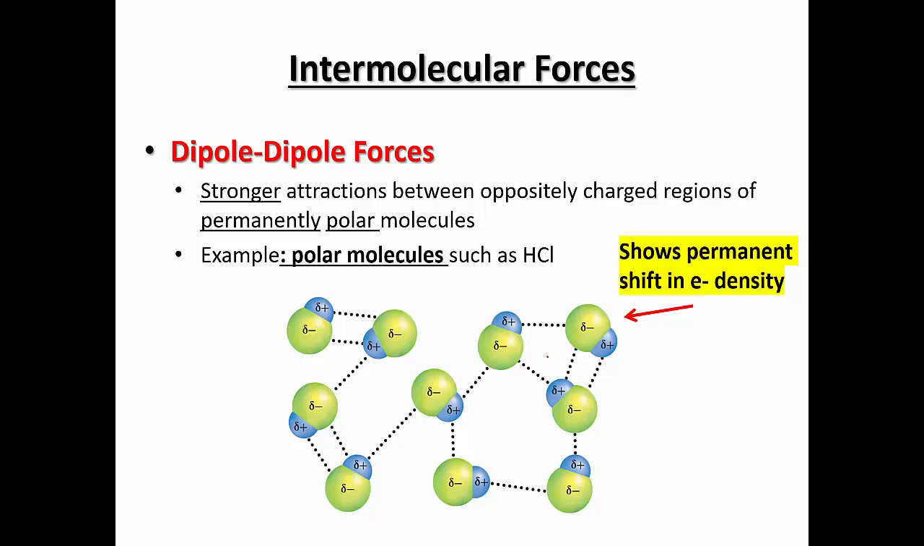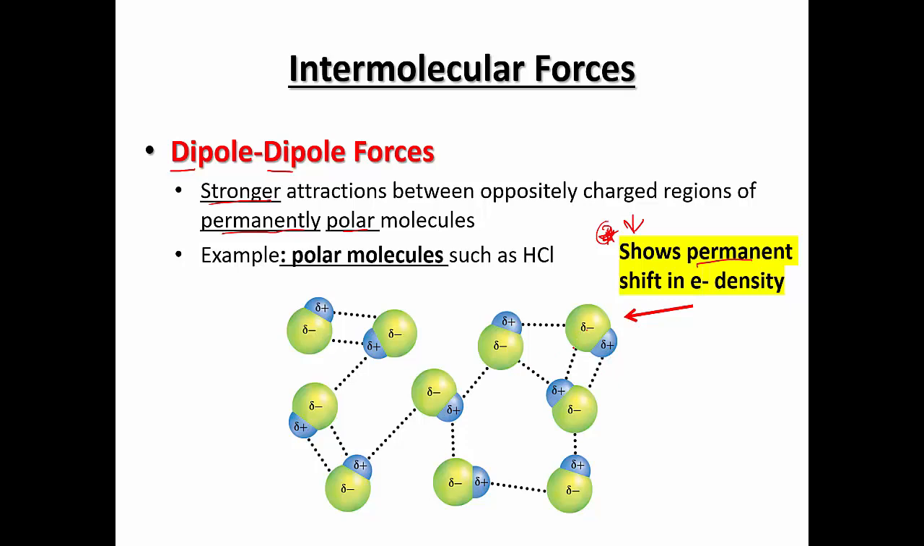Our second one is dipole-dipole. And what we're looking at is it's between two polar molecules. Stronger attraction between permanently polar molecules. So the opposite charged sides there. So this time I'd like you to add in our little part here showing that permanent shift in electron density. So we have a permanent negative and a permanent positive side.